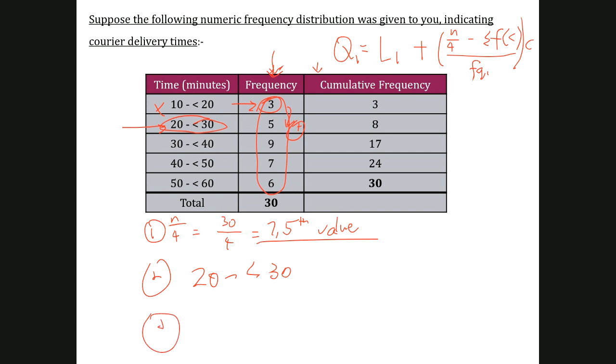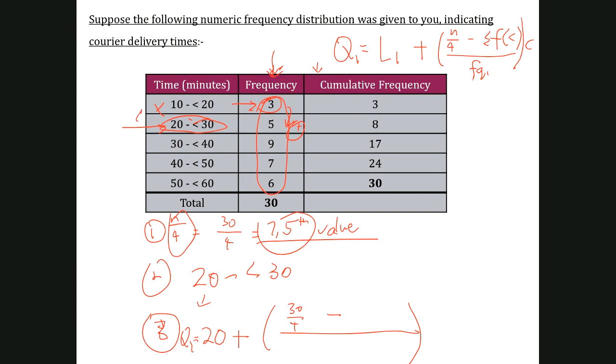Now we can work with the formula, which says your lower limit, which is the 20, plus, sorry, Q1 is equal to 20 plus, within brackets, you have at the top n over 4. N over 4 is what you calculated in the position. So you can either write down again 30 over 4, or you can just write down 7.5, whichever you prefer. So n over 4 minus the sum of the frequencies in the group before the group you selected. So you selected this group, you're summing up the frequencies before it.